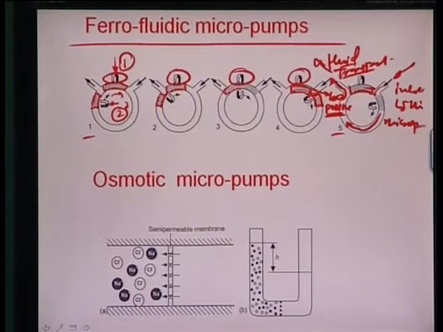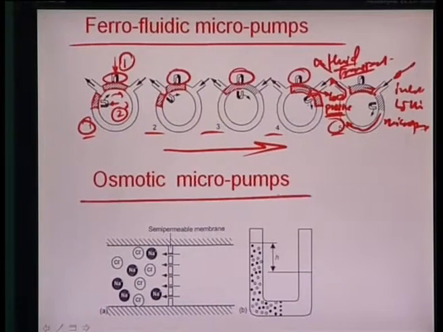Now, as you rotate this fast, the fluid comes in every time as the ferrofluidic material joins here and then splits here, and then as it moves along, this whole other path of fluid is injected out, and that is how in a sequence of 5 steps you can realize a continuous flow micropumping system. This is again another very interesting example, osmotic micropumps.